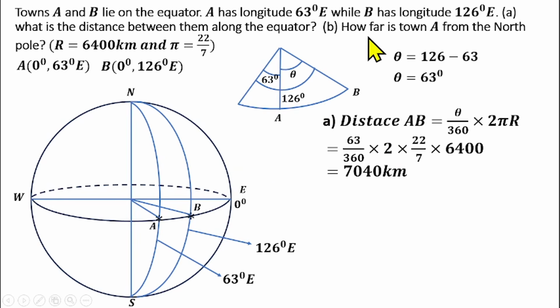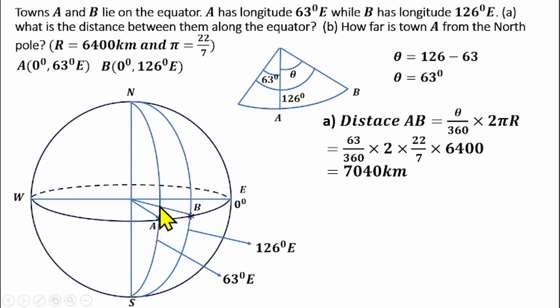Then for question B, how far is town A from the North Pole? The distance of town A from the North Pole is along the longitude that joins A to the North Pole, which is this longitude here. That's how you find the distance of A from the North Pole along this longitude. Can you tell me the angular distance between point A and the North Pole? The angular distance between them is 90 degrees, because the equator is 0 degrees, and from 0 to the North Pole is 90 degrees. So the angular distance of point A to the North Pole is 90 degrees.